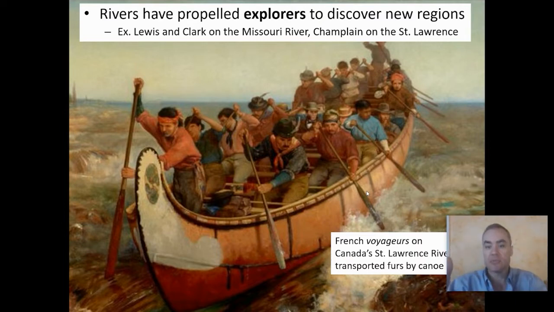These guys on the screen, the French voyageurs, travelers, are legends in French Canadian history. They basically were the middlemen for fur trading in New France. They would paddle up and down the St. Lawrence River to the Great Lakes, get furs from Native Americans, from trappers and hunters, and then paddle back up and bring those furs to Montreal, where they would be traded and then sent off to France and to Europe.